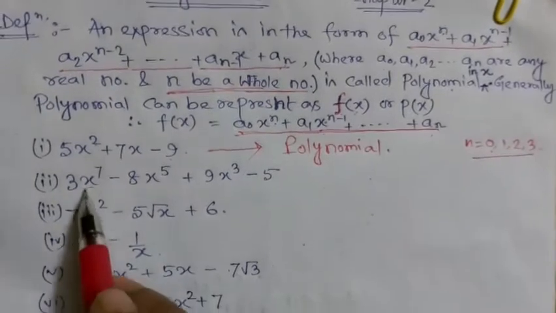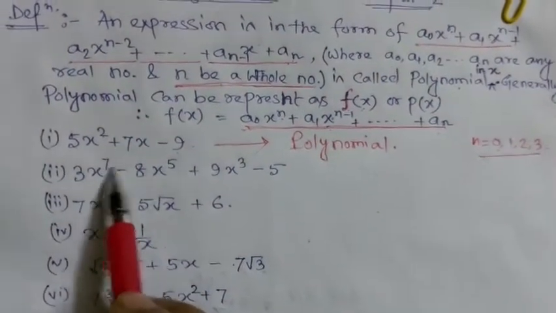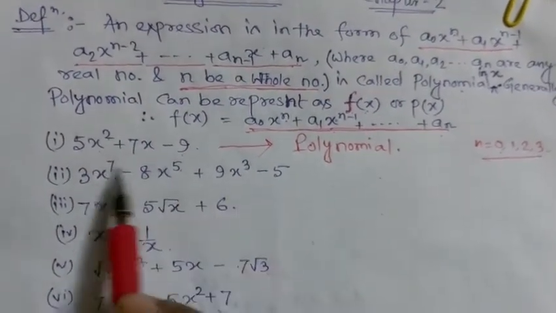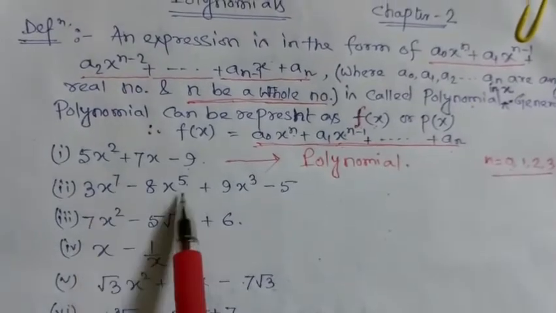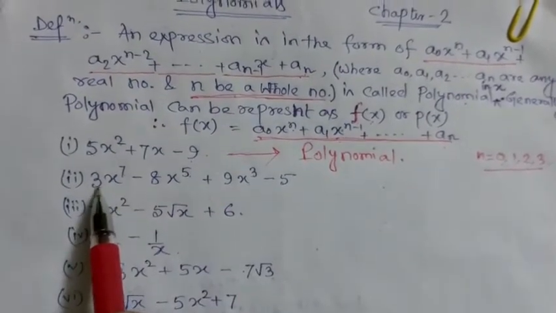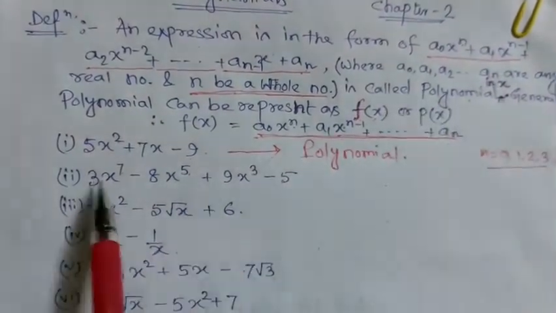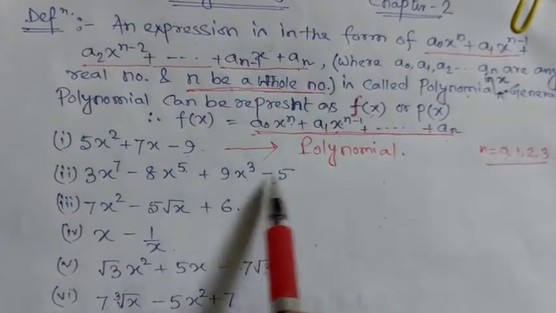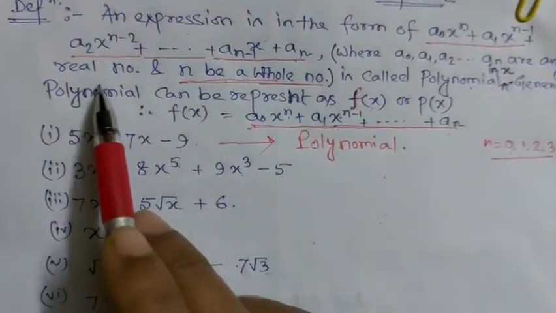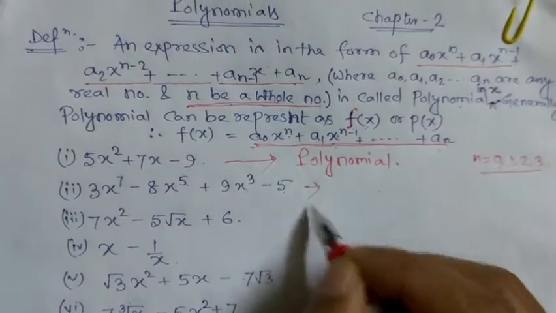Now next one, 3x to the power 7. Here the powers 7, 5, 3 are all whole numbers and the variable is x. Here the constants, that means a0, a1, are 3, minus 8, 9, 5, minus 5. They are real numbers. So this one is also a polynomial.